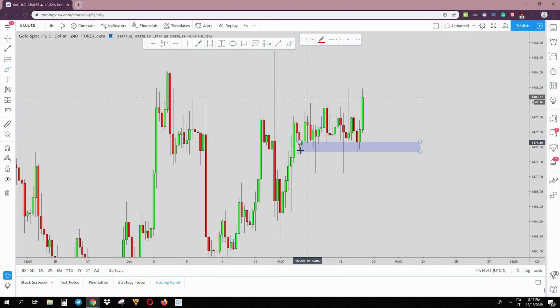This is clear support on the 4 hours. Support, support, support, support. This area needs to break. Until this area doesn't break, we cannot be looking for shorts on gold. It's very important. The environment of the market is still bullish, and the structure, as we have just seen, is still bullish. Now, how do you determine the environment of the market?